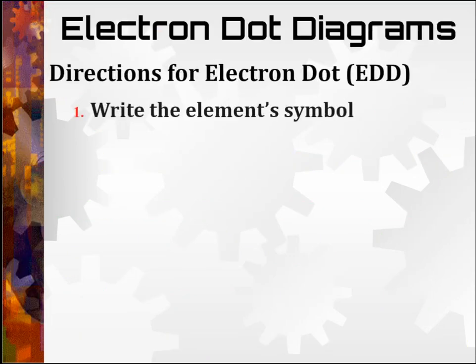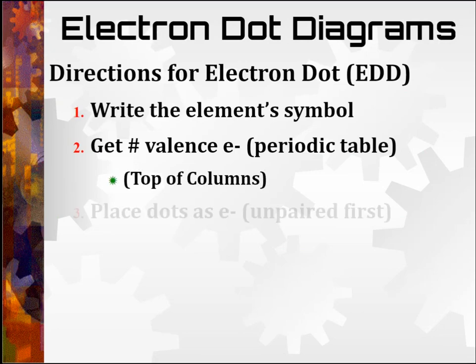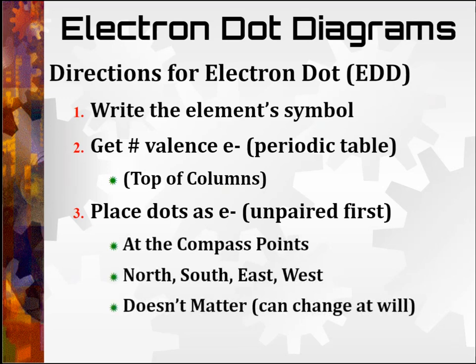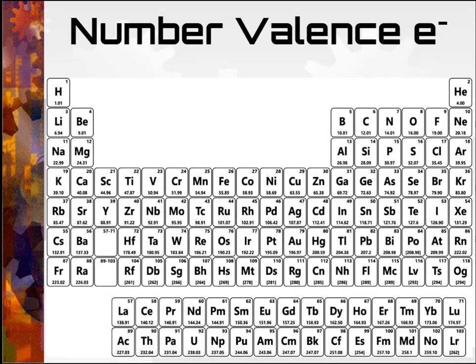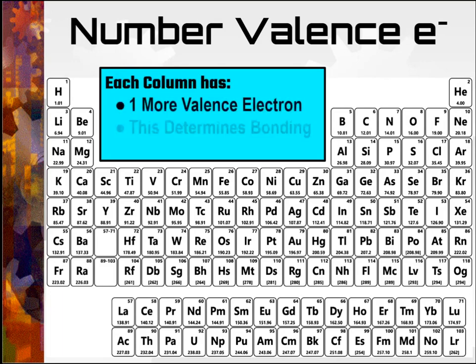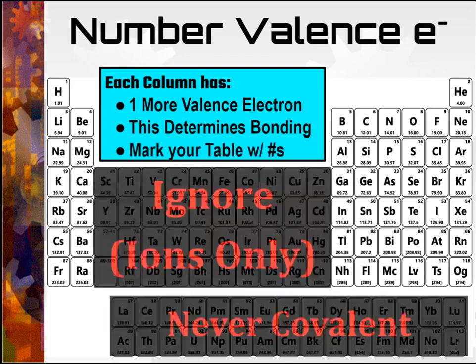Now, basically, you write the symbol, you get the valence electrons off of the table, they're at the top of columns, place the dots as electrons at the compass points, north, south, east, west. Doesn't really matter, and we can change it whenever we want. So be careful. First off, when we're looking at your table, each column has one more valence electron. This will determine the bonding, and you should mark your table with the numbers.